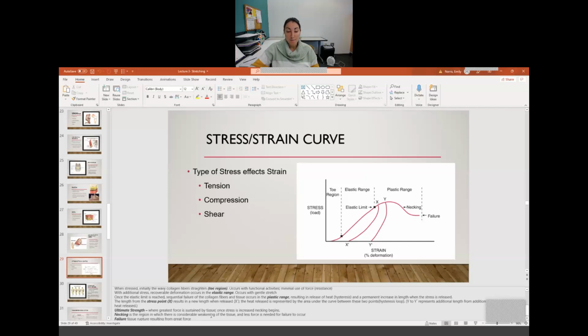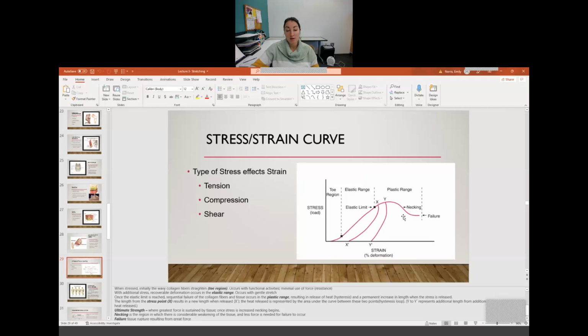With the points X and Y, it's basically if you don't put as much pressure, you'd be at X, and if you put more, you'd be at Y. So you're left at a further point depending on how much tension or pressure you're putting on the area and how long it's held. Necking is the region where there's considerable weakening of the tissue and less force is required for tissue failure. Failure is the point where a tear occurs.